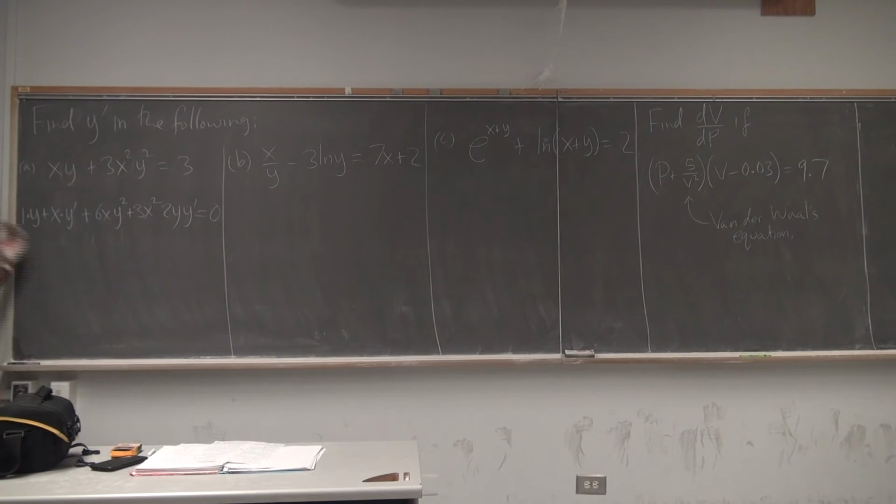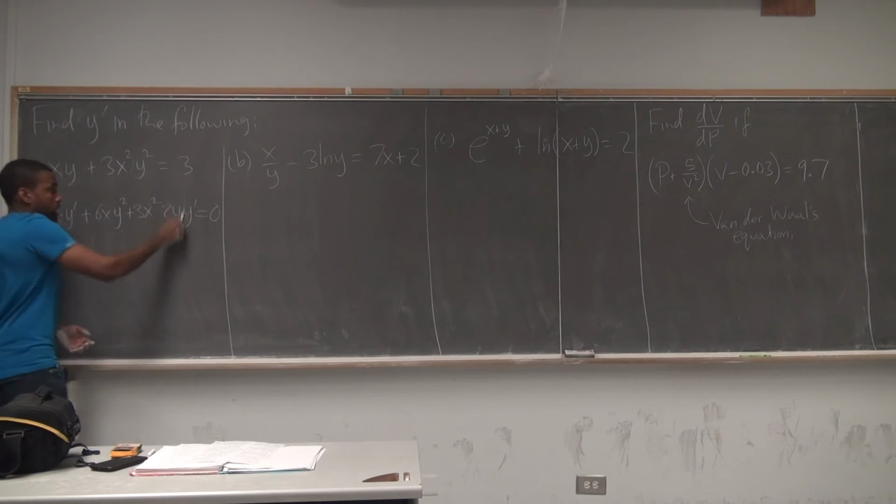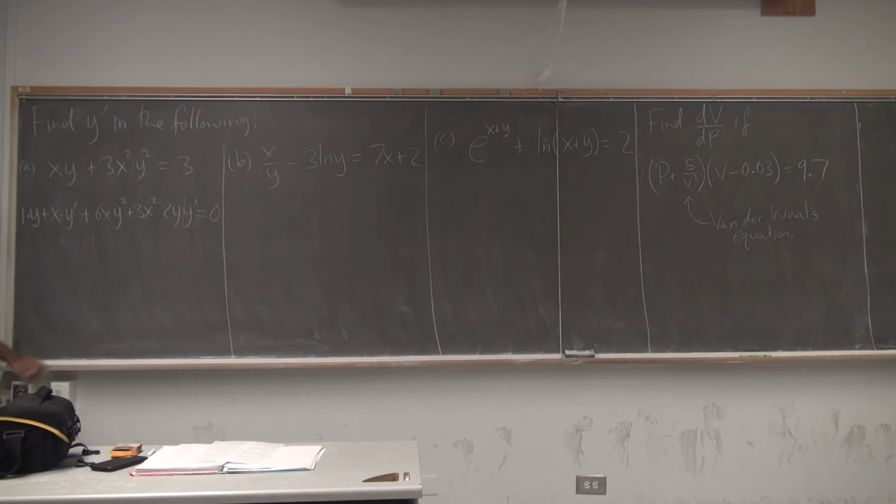Right. Differentiate as you normally would. The only difference is every time you differentiate a y term, multiply by y prime. That's it. And at the end of the day, now you have to solve for the y prime, which is going to take some algebra skills. How do I solve for that?